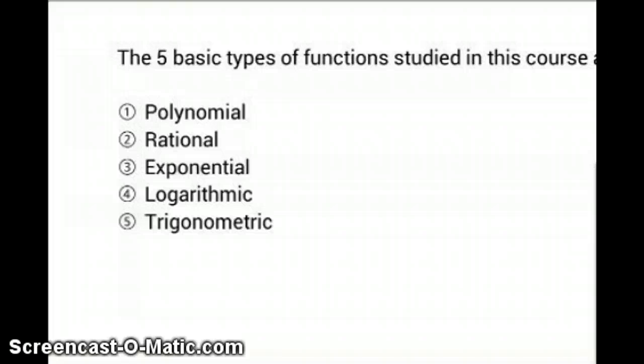The 5 basic types of functions studied in this course are the polynomial functions, rational functions, exponential functions, logarithmic and trigonometric functions. The course will end with a unit called combinations of functions, because we don't really have pure polynomial functions or pure rational functions all the time. 90% of the functions that you're going to encounter in real life are a combination of all of them.